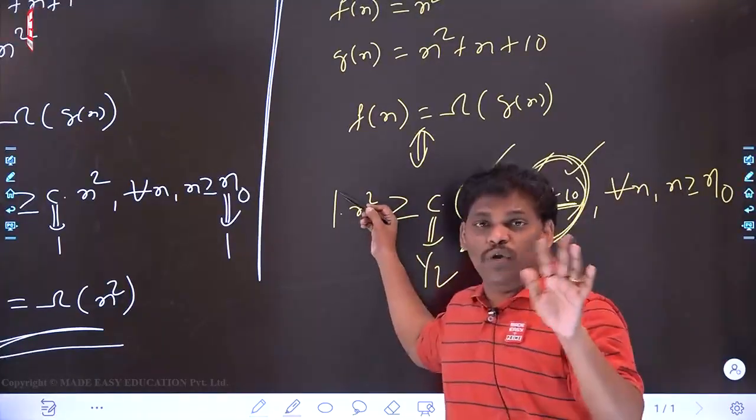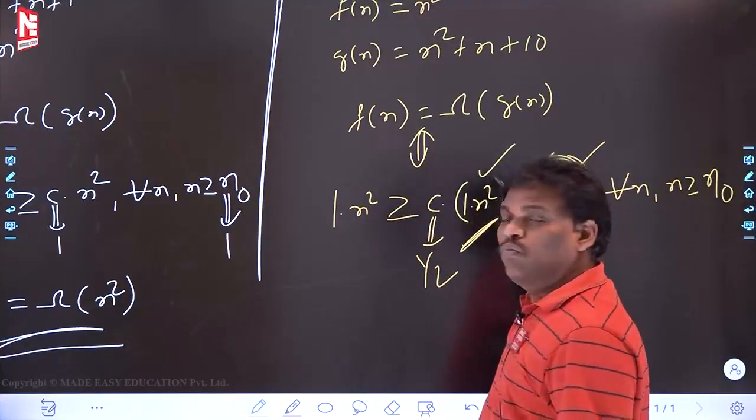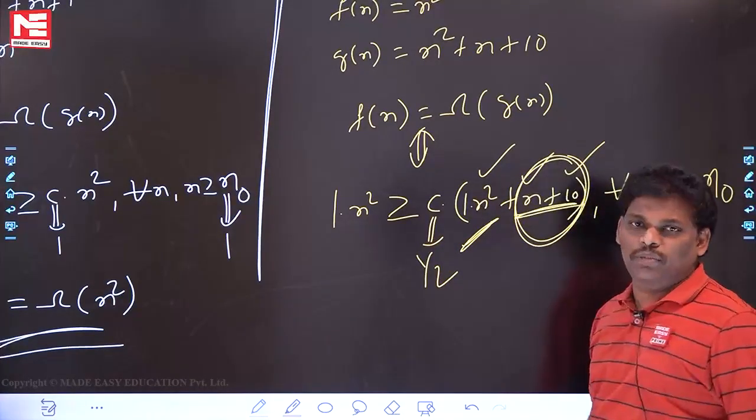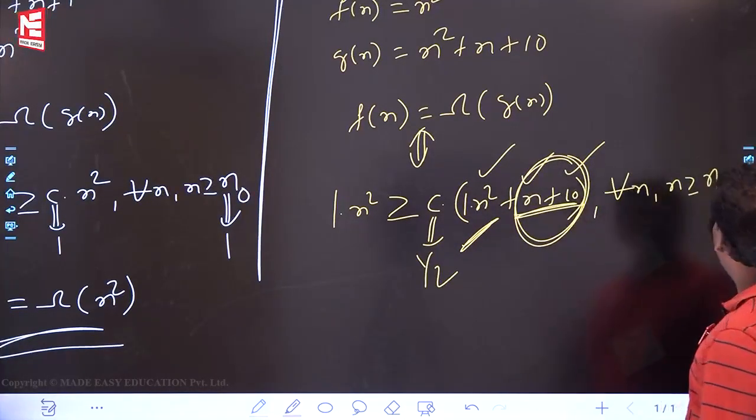Assume that n square is 1 lakh. Assume it is the 1 square, right? 1 lakh by 2, 50,000, plus the small things, which don't affect that much. C value is 1 by 2. What is the n0?